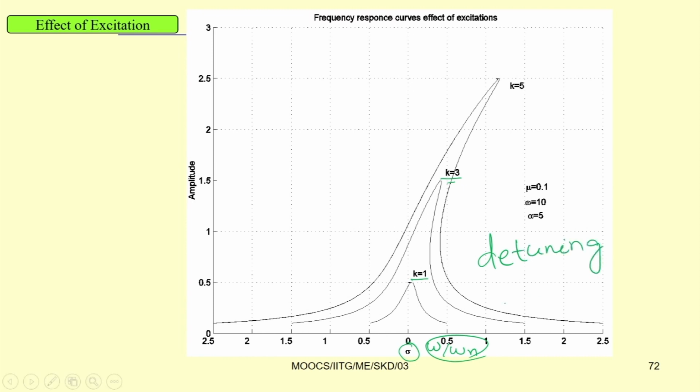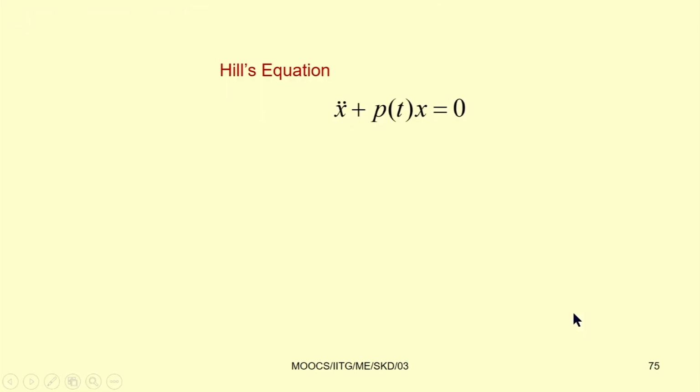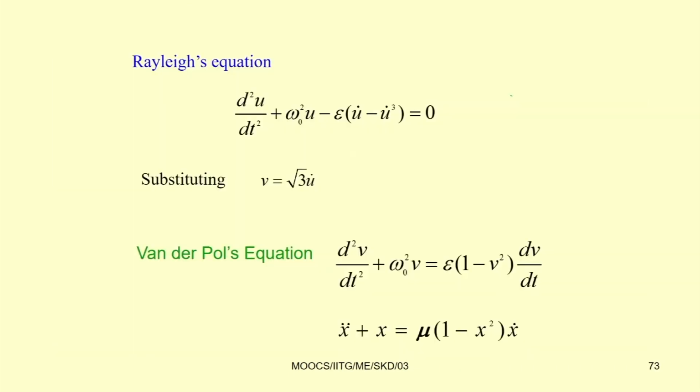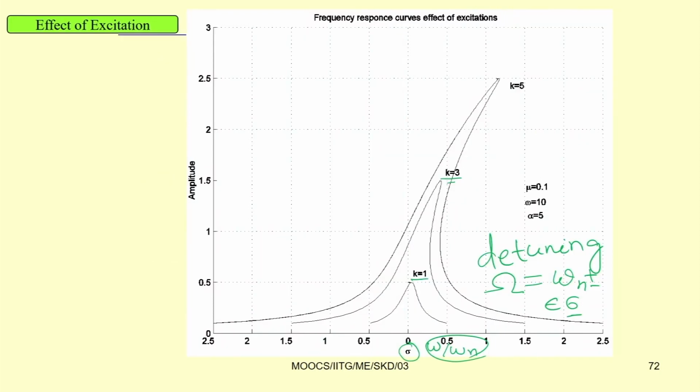So, what do we mean by de-tuning parameter? For example, we can write the excitation frequency equal to omega n plus minus epsilon sigma. Here sigma is the de-tuning parameter. The de-tuning parameter tells us the closeness of the excitation frequency to the natural frequency of the system. So, here omega, that is the external frequency, equals the natural frequency plus minus epsilon sigma.